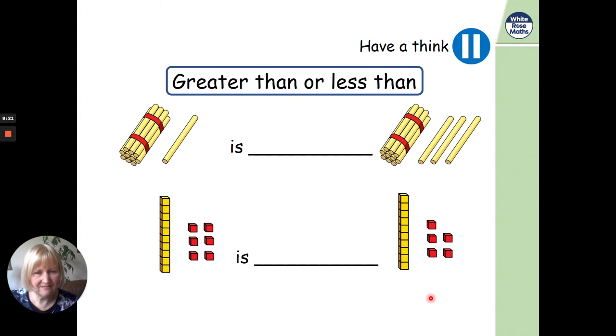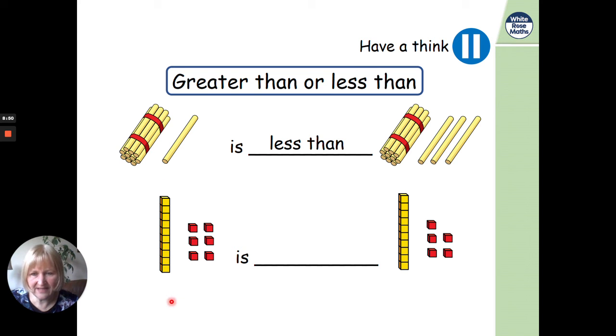Have a think. See if you know whether it's going to be greater than or whether it's going to be less than. Do you remember the bundle of 10? 10 and 1 more, 11. Then 10 and 3, 13. 11 on this side, 13 on this side. 11 is less than. Well done.